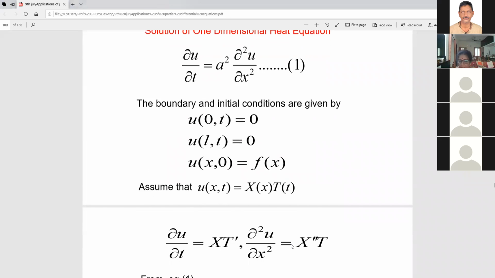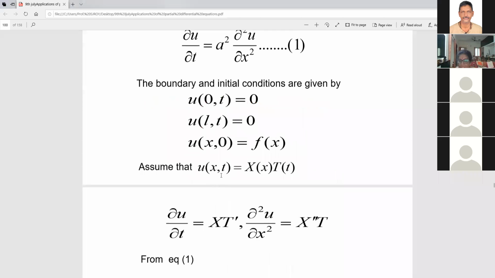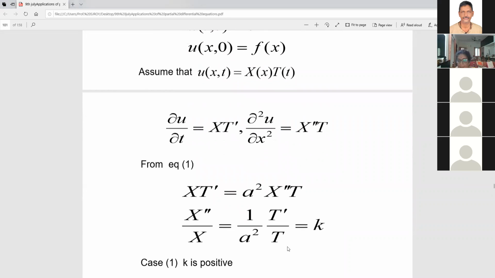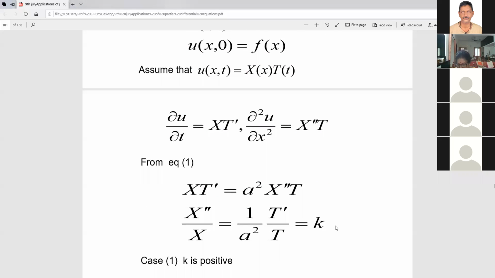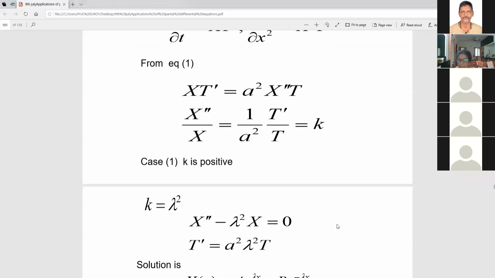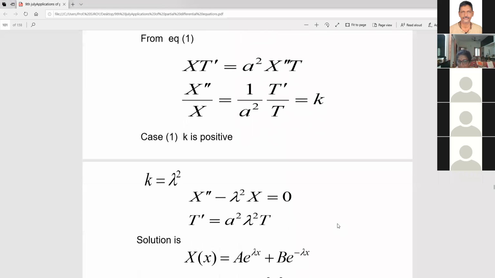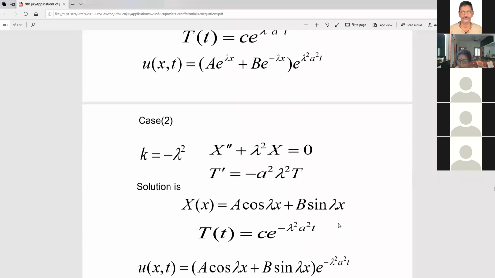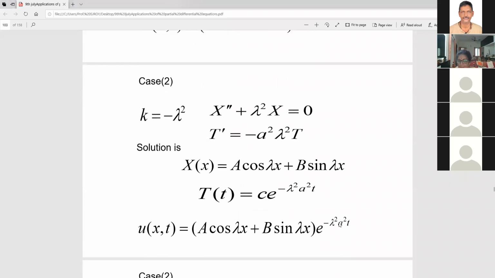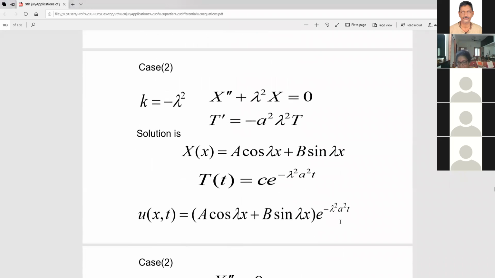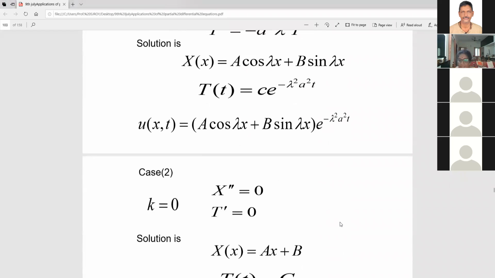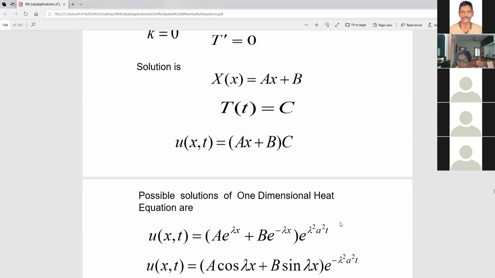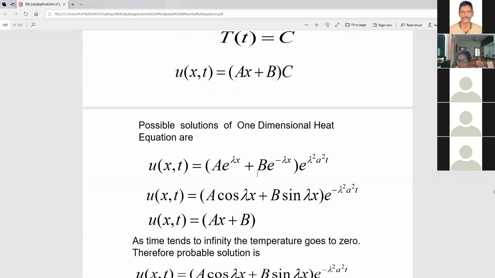Here also it is the same thing. We'll have u(x,t) as capital X and capital T. We'll write the partial derivatives, combine and separate the variables, and equate to some parameter. And as I told you, pick positive or negative for the parameter and solve it. Using this separation of variables, we'll have 3 solutions. I'll list them out, one by one.